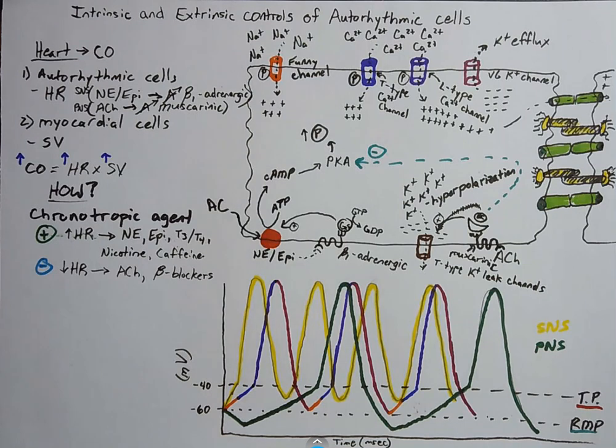And slowing that heart rate down. All right, well, hopefully this was a good review and a good introduction into the extrinsic controls of autorhythmic cells. In the next lecture, I will be talking about the extrinsic controls and intrinsic controls of stroke volume.